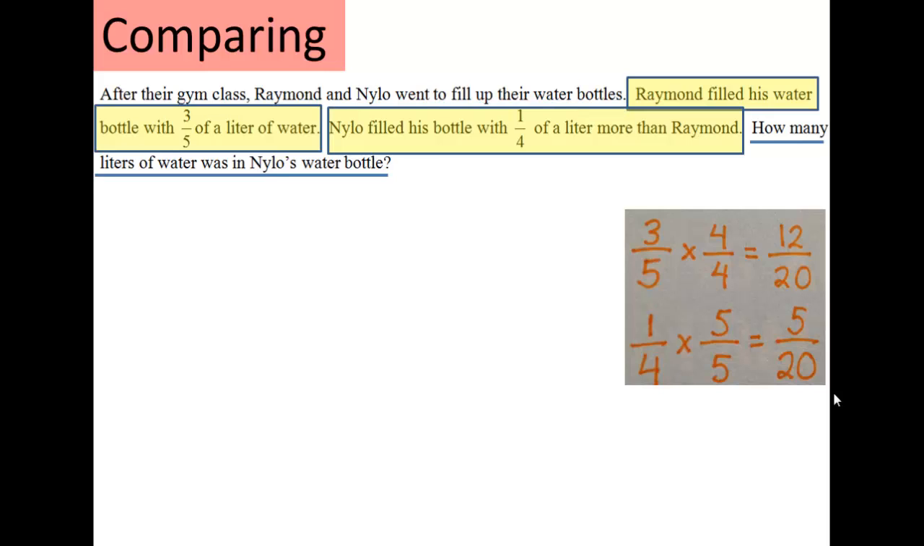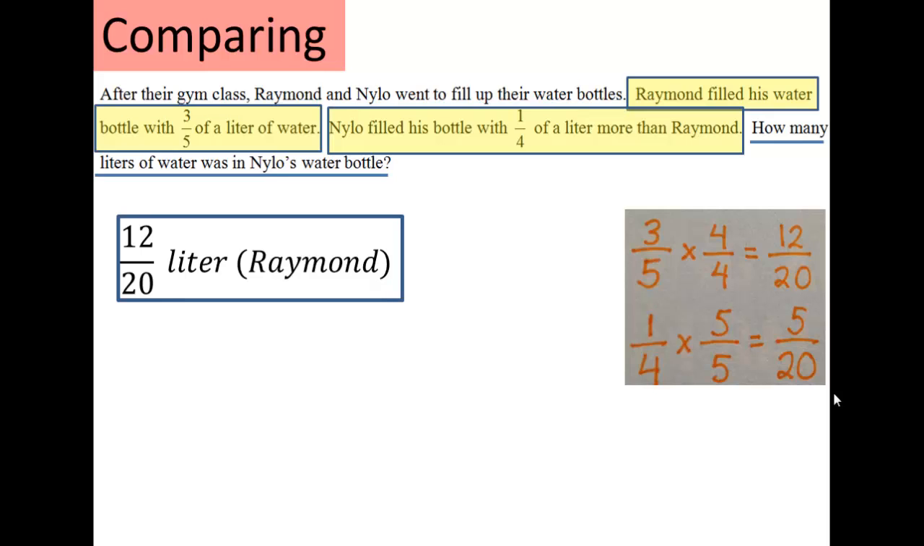Now is the time, once you've made them speak the same language, that we create our bars. Which Kipster, Raymond or Nilo, do we know the amount of water that they have? Go ahead, call it out. That's right, it's Raymond. So let's draw Raymond's bar and label it with the equivalent fraction. Okay, notice I didn't use 3/5 of a liter of water. That's what it said in the problem. I used the equivalent fraction of 12 over 20. And I labeled it with the word Raymond and 12 over 20 liters.